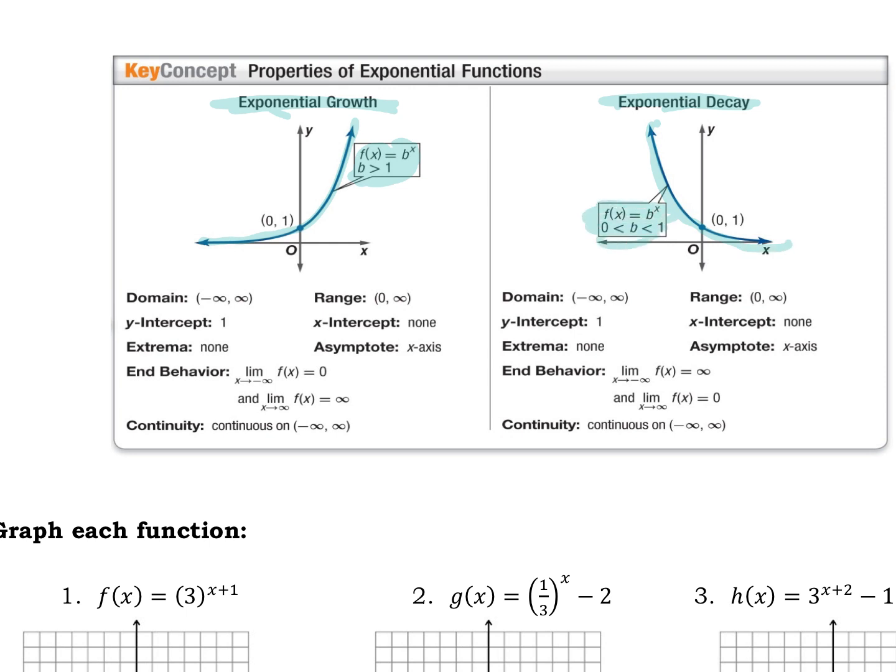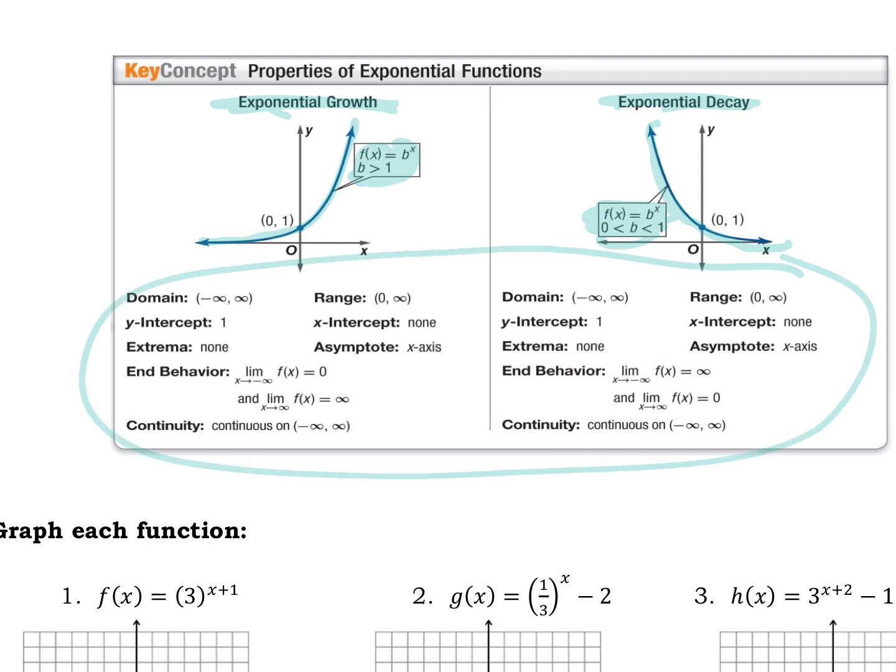If you look at all of this information down here, all of that's the same for both, whether we're talking growth or decay. The domain is going to be the same, the range is going to be the same, it's a continuous graph, all of those types of things. So the key is just focusing on this: b is greater than 1 for the growth, b is between 0 and 1 for the decay.